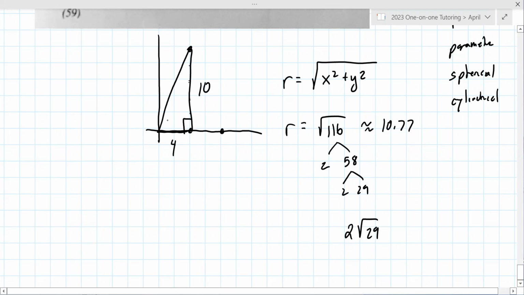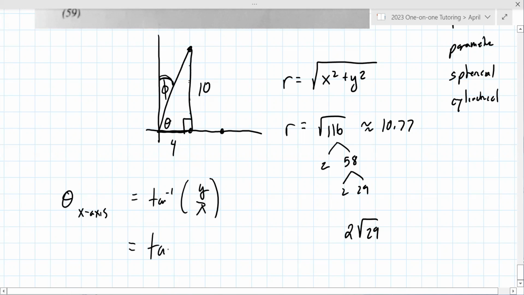The angle's always made with the x-axis. So theta is always with the x-axis. If you were to give me this other angle up here, that would not be right because you want the one with the x-axis. So that is the arctangent of y over x.